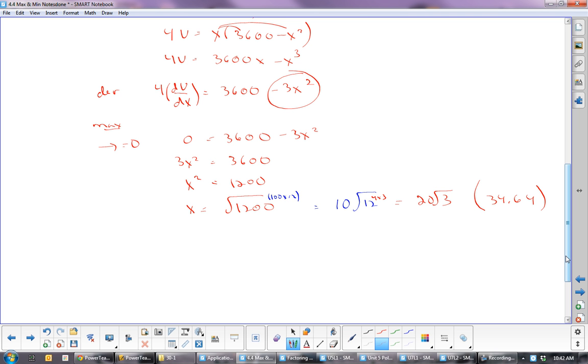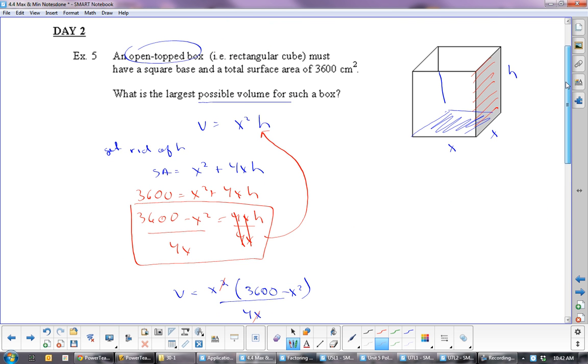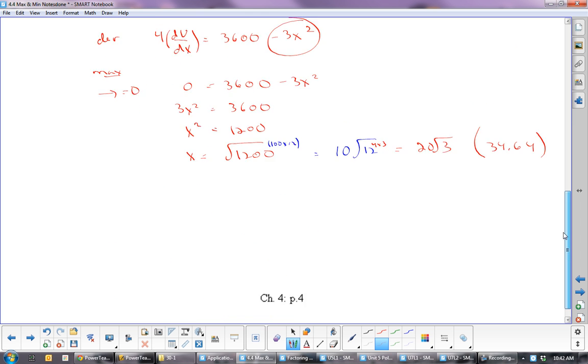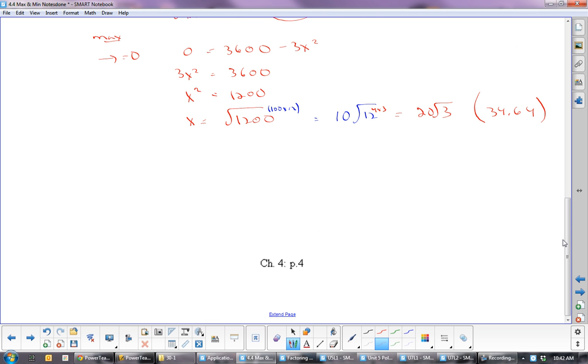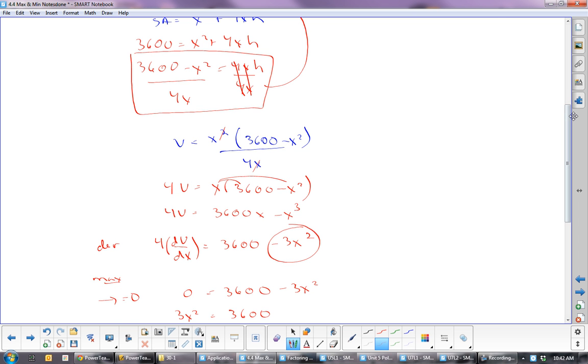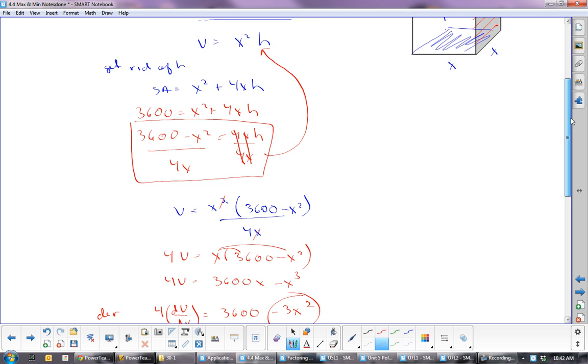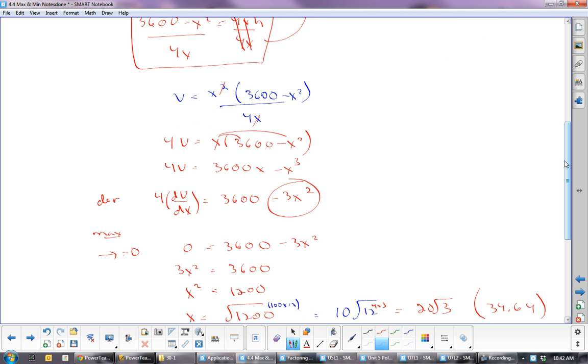Okay, so I found the dimensions of the base. I just want to go back. It says, what is the largest possible volume? Okay, so I can't even put it into my XY formula. I got to actually find the entire volume. Which volume formula should I use? Probably this one, right? With the x's canceled.